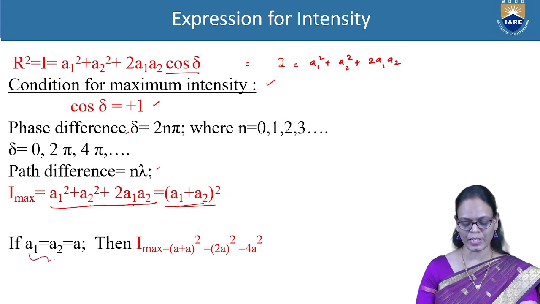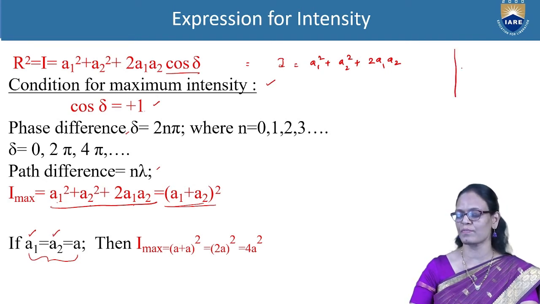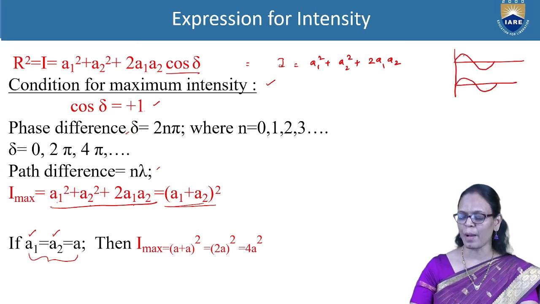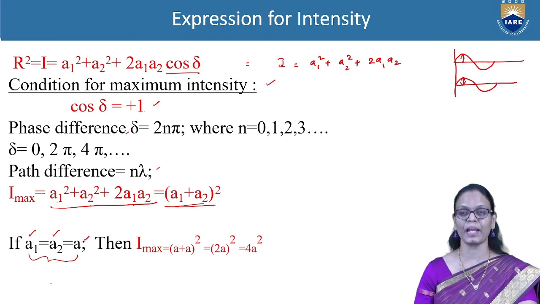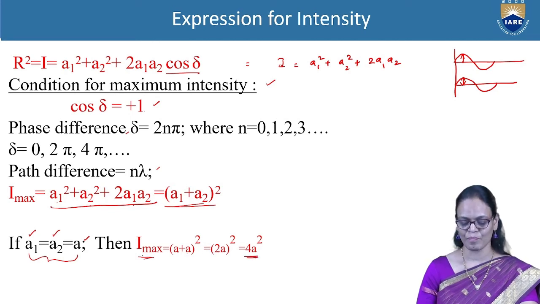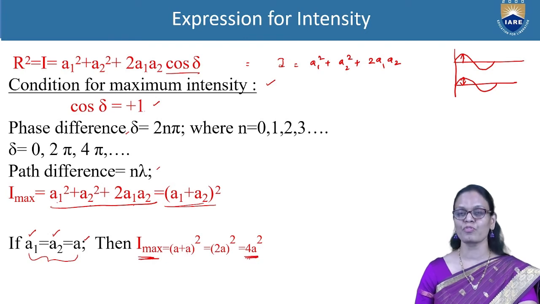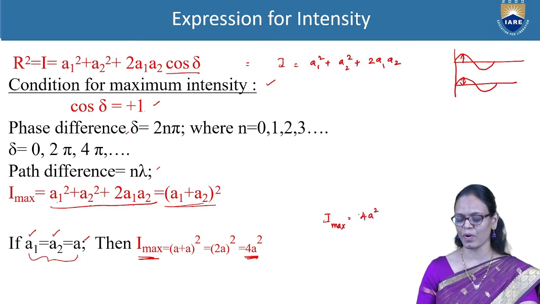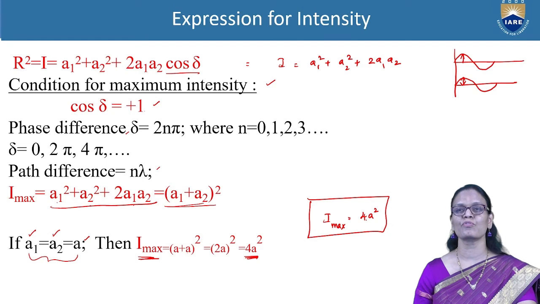Now a1 is the amplitude of the first wave, a2 is the amplitude of the second wave. Suppose you are taking two waves, this is the first wave and this is the second wave. The amplitude of these two are the same, a1 is equal to a2 is equal to A. Then we substitute here. I maximum will be (A plus A) whole square. A plus A is 2A, whole square will be 4A square. So what is the maximum intensity given by? 4A square. So I max is equal to 4A square. Wherever you have maximum intensity, it will be 4A square.